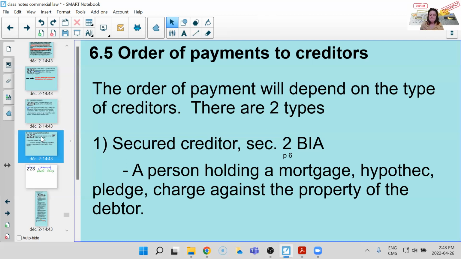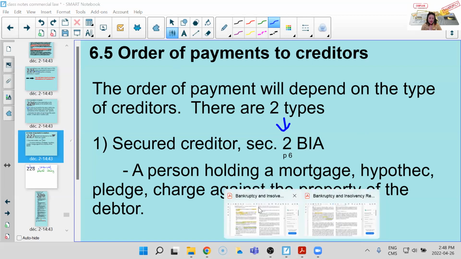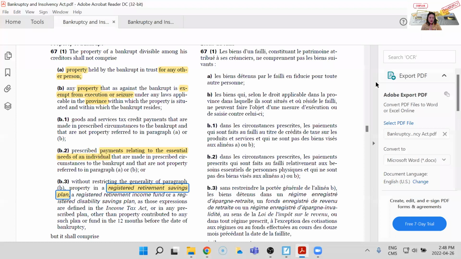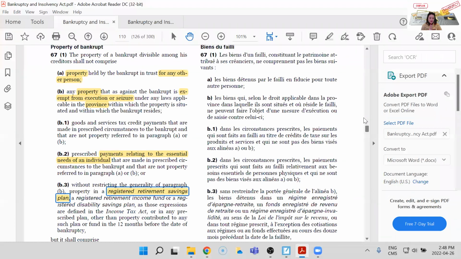So we have the secured creditors. We say it's a secured creditor at section 2. Sorry, section 2. If we go here, what is the secured creditor?